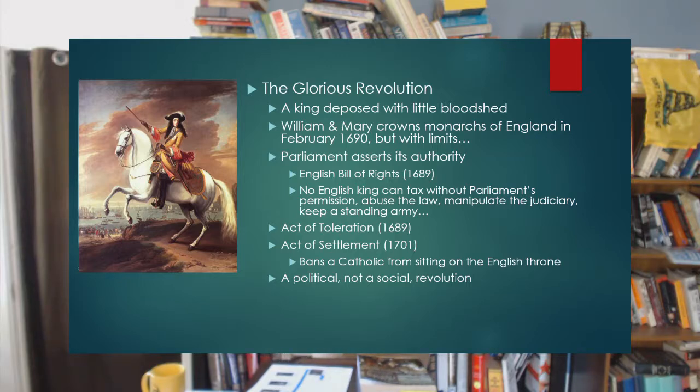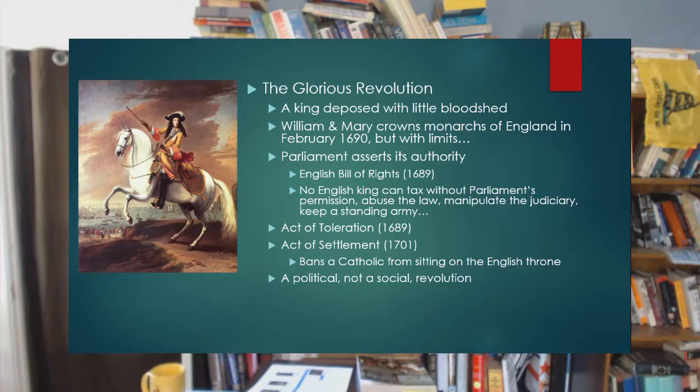William and Mary are crowned monarchs of England, but they have limits placed on them. Parliament basically says, you're going to be our king and queen, but we're going to be supreme. So they pass something called the English Bill of Rights, and William has to acknowledge that these are an Englishman's rights. It basically says no English king can tax without Parliament's permission. You can't abuse the law if you're a king. You can't manipulate judges. You can't keep a standing army.